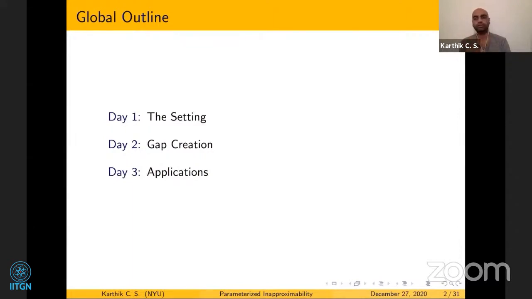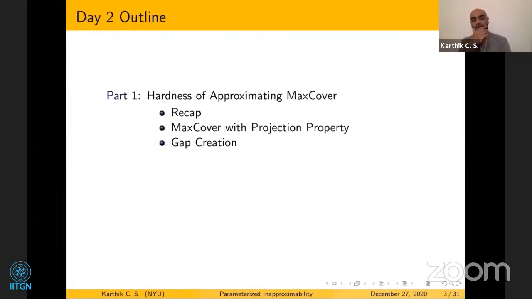We'll prove hardness of approximation results today for two problems, MaxCover and one-sided Biclique, and then we're going to use these inapproximability results to prove hardness of approximation results for other problems. That will be tomorrow. So today's outline: I'll first recap the definition of MaxCover, and I will then define MaxCover with an additional property, which is called the projection property. And then I will show how to create a gap, like start from an instance in which there is no gap at all, and then create a gap on the way.